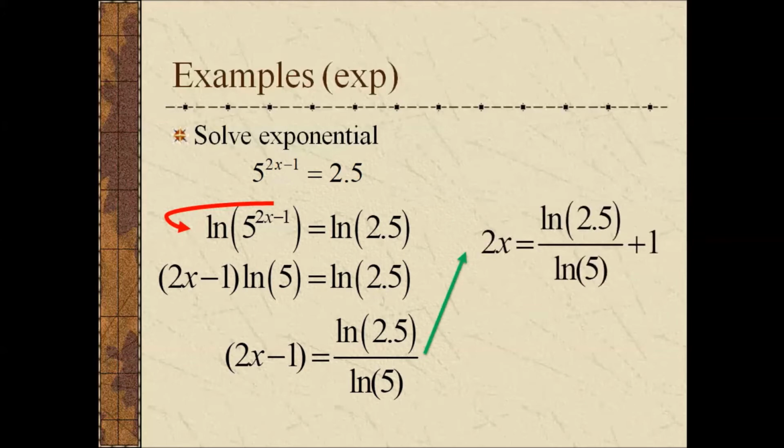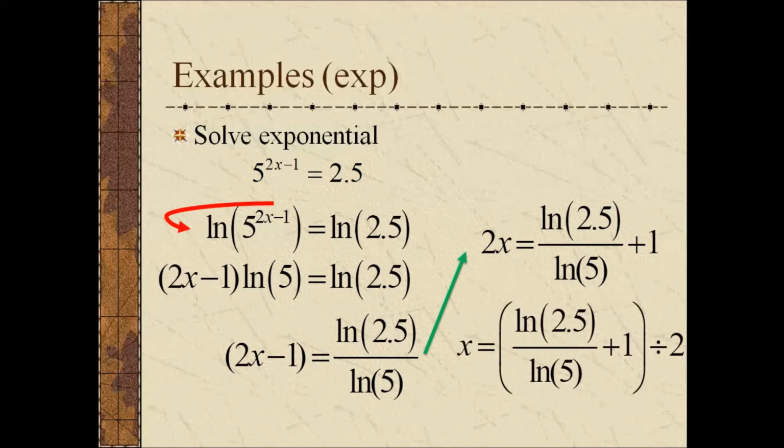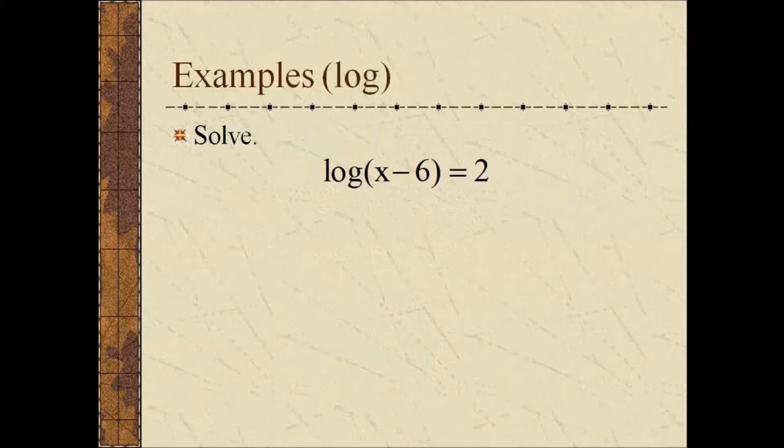And as a final step, we could divide all of what's on the left and all of what's on the right by 2. Again, this is what we would call an exact answer. There's no need to simplify or try to find a decimal value unless we're in context of some kind of a word problem or unless we are asked for a decimal answer. Let's solve some logarithmic equations.